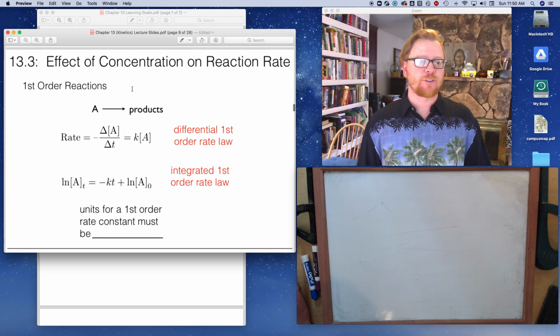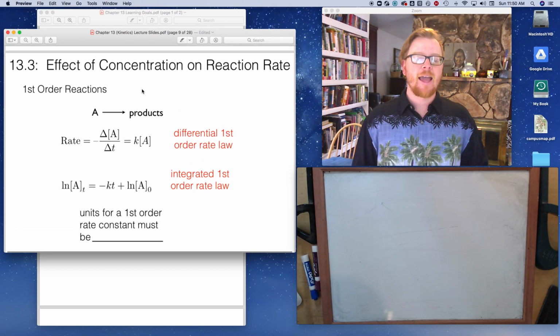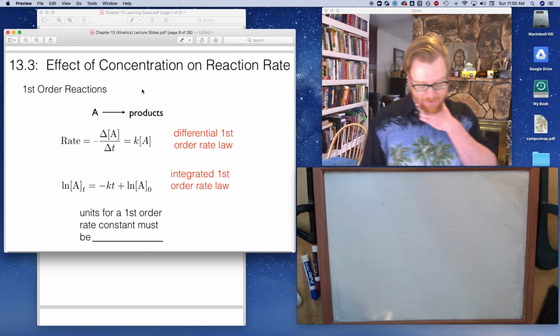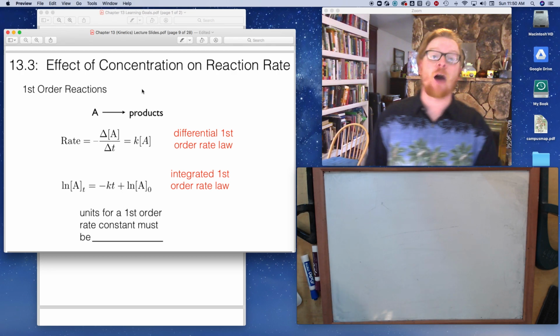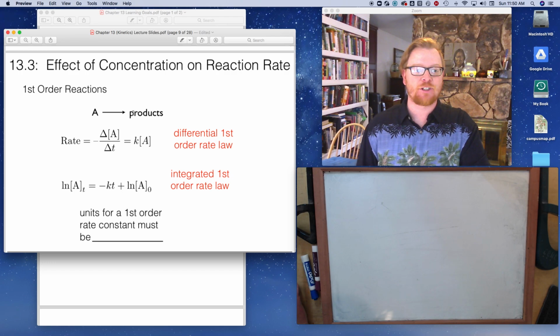So, the first thing I'm going to talk about is a first order reaction. Okay, and what I want to note is, again, when we say that this is a first order reaction, someone would have had to have done the experiment and figured out that it's a first order reaction. We can't just look at a reaction and know that it's a first order reaction. But a good example of a generic first order reaction would be A goes to products, like is written here.